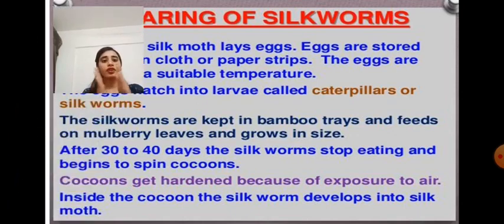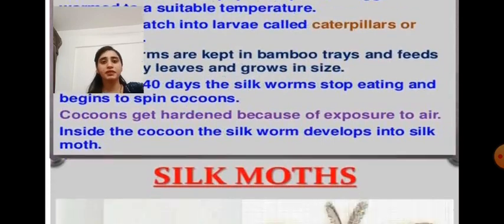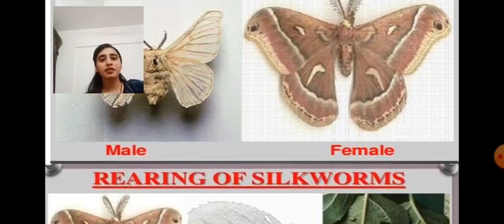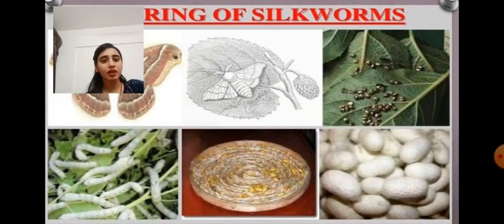After 30 to 40 days, the silkworm stops eating and begins to spin cocoons. Then cocoons get hardened because of exposure to air. Inside the cocoons, the silkworm develops into silk moth. Okay, this is the rearing process of silkworms. These are the male and female silk moths. Okay, you see the difference between female and male silk moth. Rearing of silk moth is like this.